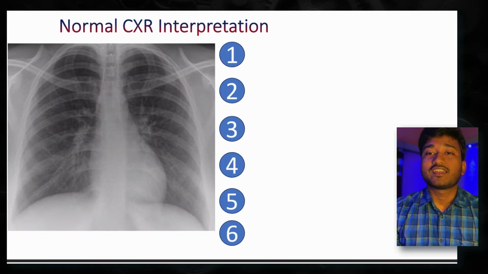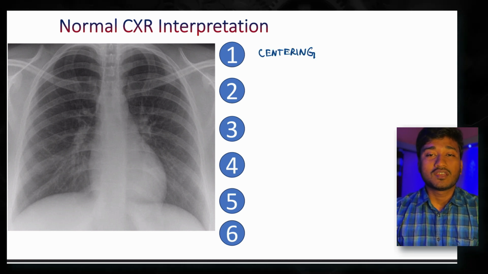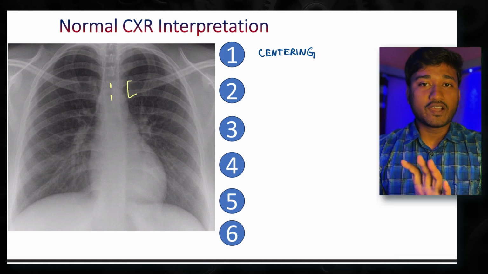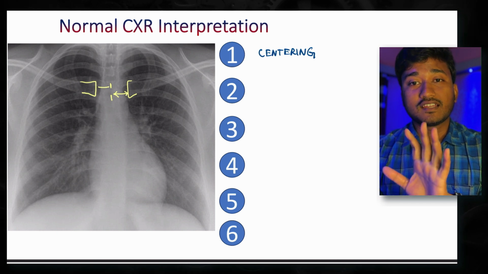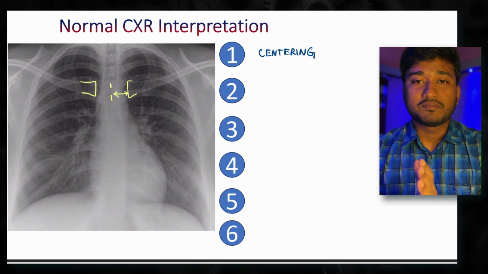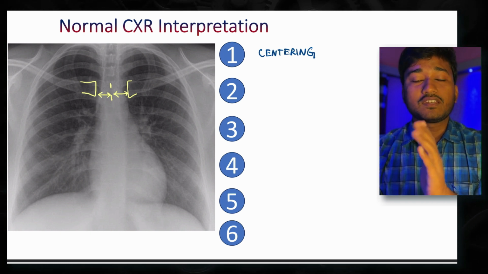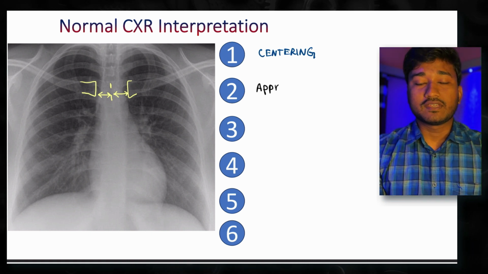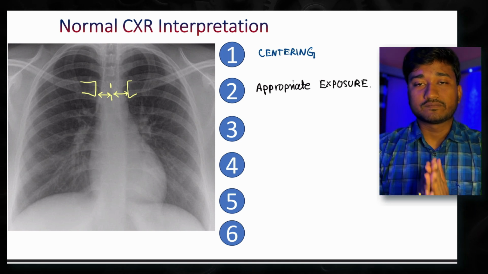Let's say you are in an exam and your professor is asking about the normal chest X-ray, asking about X-ray interpretation. You have to define the X-ray in a few points. Number 1, if there is centering or not. In the spinous process of the vertebra, you have to draw a line. Okay, and from it, the medial ends of the clavicles bilaterally, the left and the right clavicles, if the distance is equal, it is called proper centering.